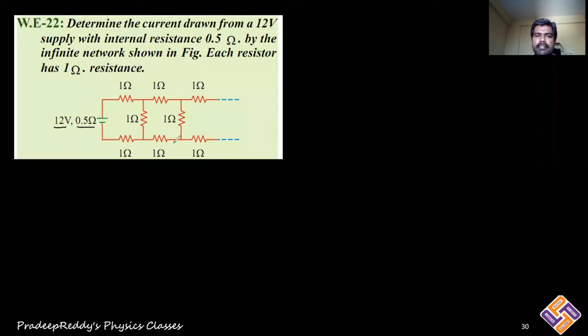And you cannot exactly decide which are connected in series and which are connected in parallel. Therefore, what you will do is consider this total effective resistance. Let us consider it as R. R is the effective resistance here.